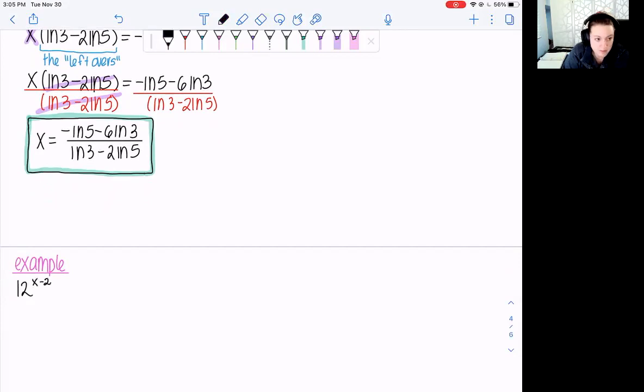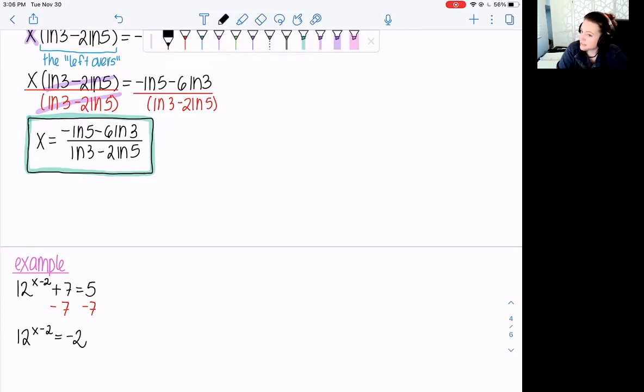12 raised to the x minus 2 plus 7 is equal to 5. We need to get it so that the 12 raised to the x minus 2 is by itself. So we are subtracting that 7 to begin with. And we get 12 raised to the x minus 2 is equal to negative 2.